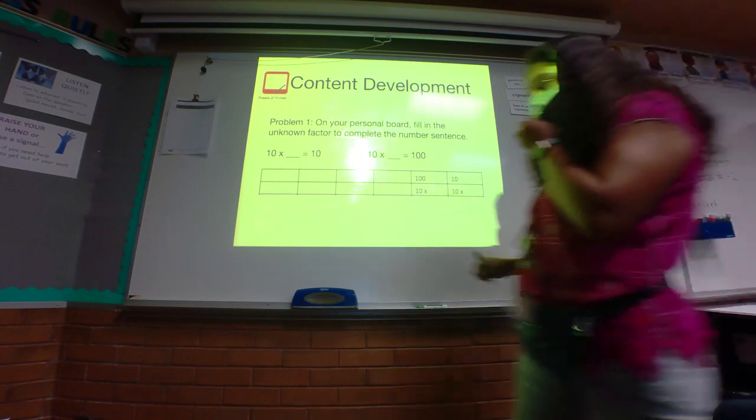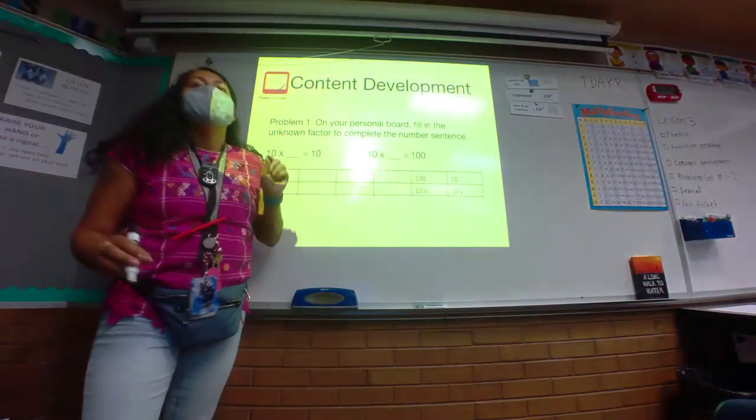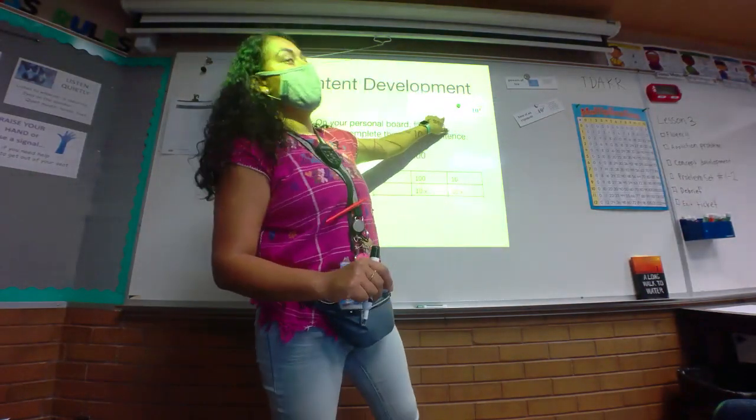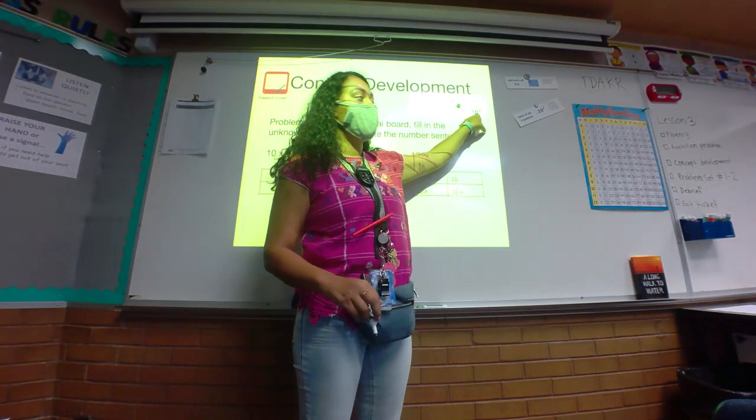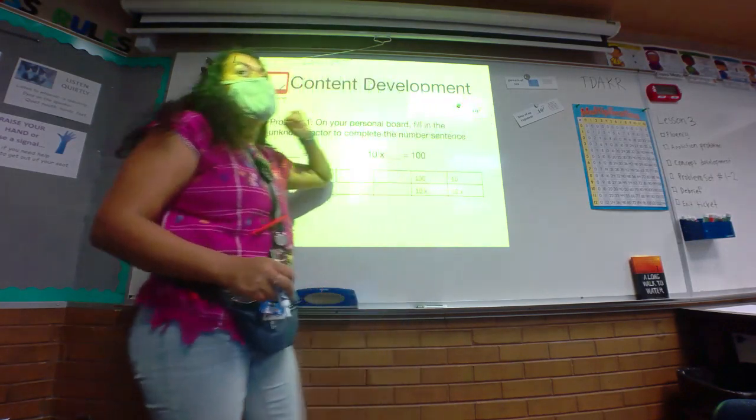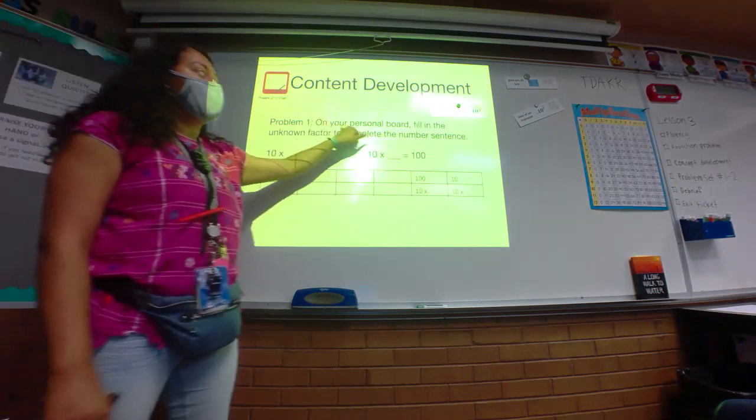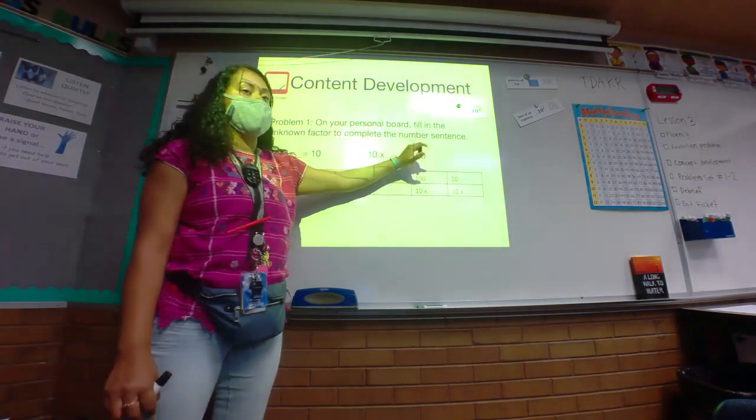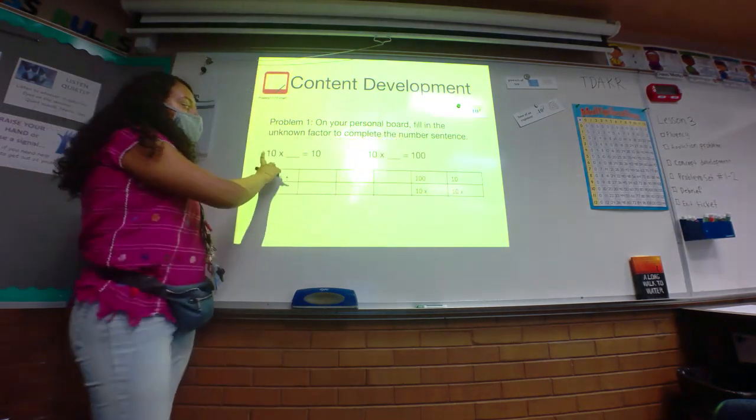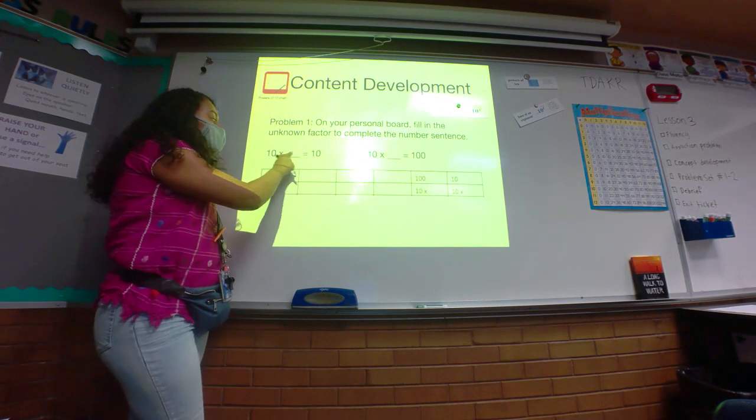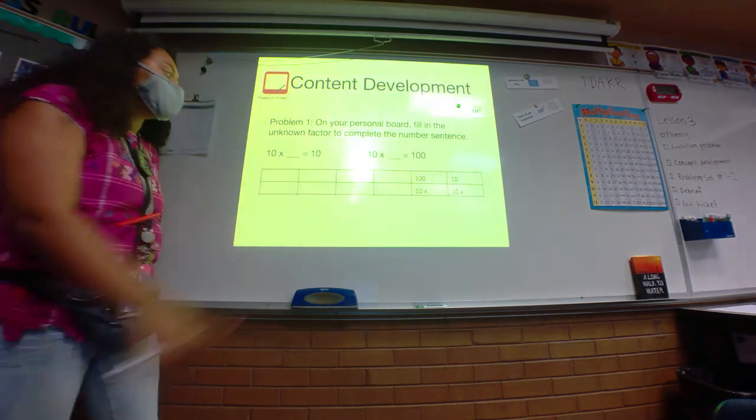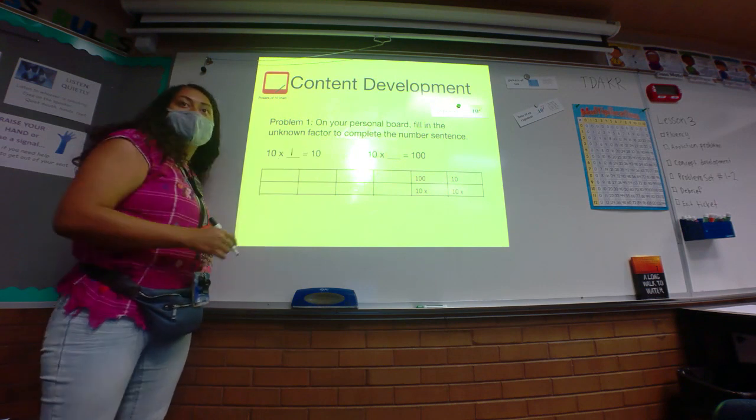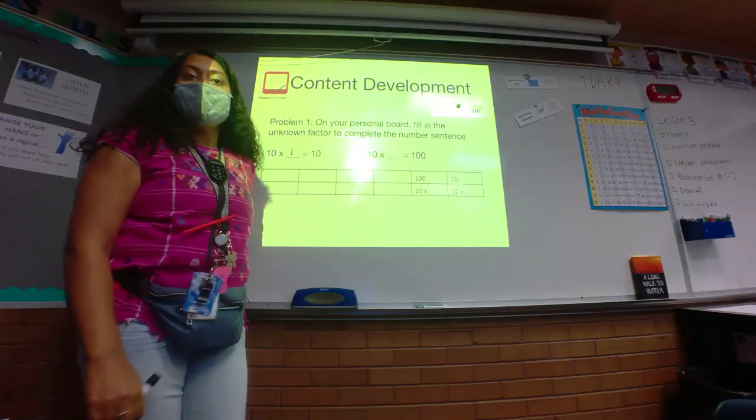All right, let's get started. So remember, we're working with exponents, okay? So the base is going to be 10 to the power of something. All right, so problem number one. On your personal board, I want you to fill in the unknown factor to complete the number sentence. So on your whiteboard, you're going to write down 10 times blank equals 10. So what goes here? What's the factor missing? Good, Alejandro, one, right? Okay, write it down.